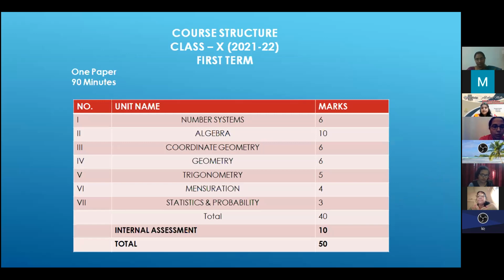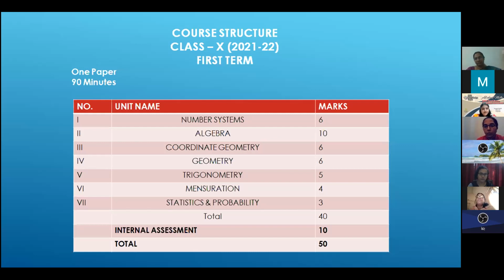The first term they have given. This slide is only the copy paste of our syllabus. Number system 6 marks, algebra 10 marks, coordinate geometry only 1 chapter 6 marks, geometry that is triangle 6 marks, trigonometry only introduction part that is 5 marks, mensuration and statistics and probability. Then total only 40 marks, and then internal assessment 10 marks and total 50 marks. This is given in the syllabus.